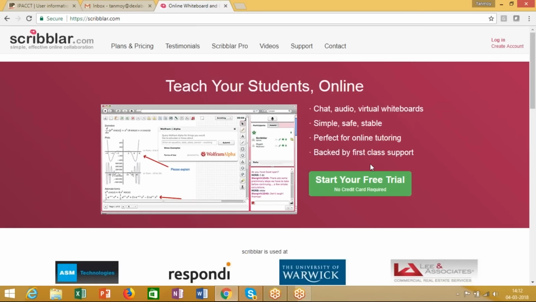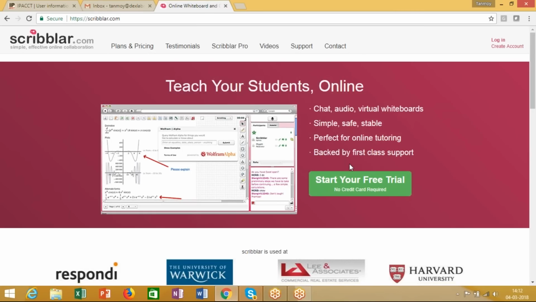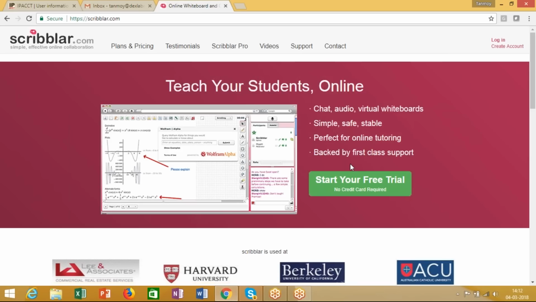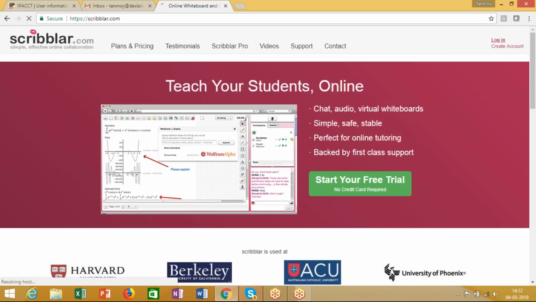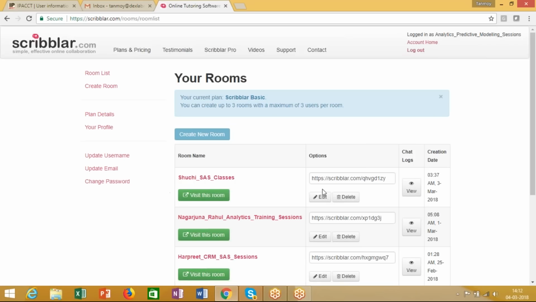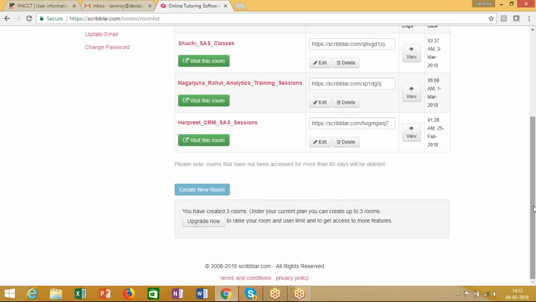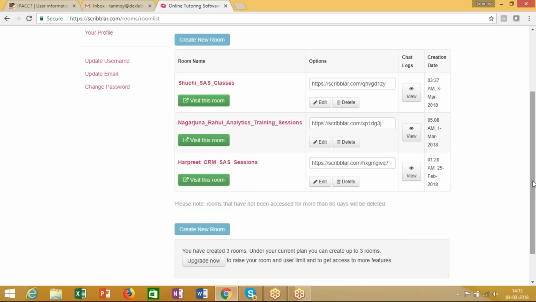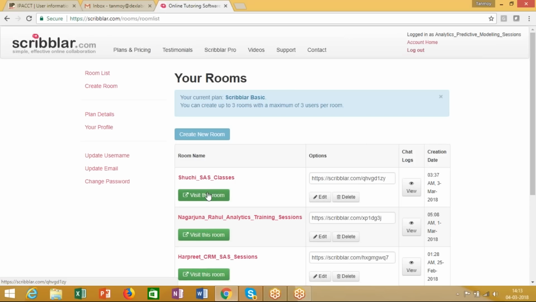Before I move on, let us have a quick round of discussion on the type of materials and the way the classes are going to go forward. The medium through which the class is going to take place is the GoToMeetings platform, and most of the class discussions are going to happen using this online framework, which is called the Scribbler platform.